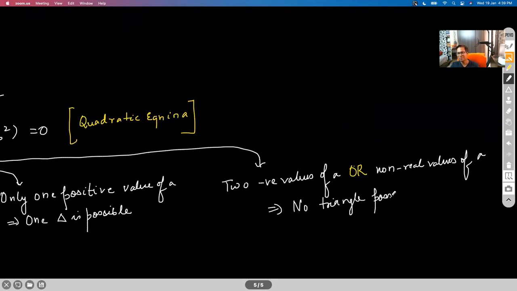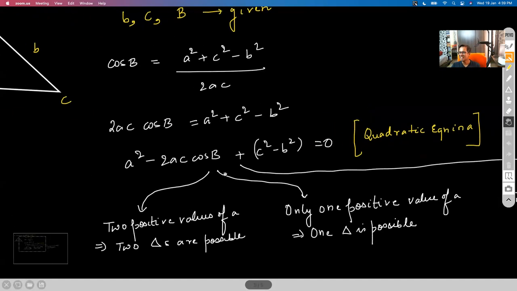So all depends upon what roots come out from this equation. If two positive roots come out, well and good. Two triangles would be there, which will satisfy the same condition. If one positive, one negative is there, that means only one triangle is there with that given b, c and capital B. And if both the roots are negative or both the roots are non-real, it means no such triangle is possible with that given b and c. So everything depends upon the nature of the roots that you get from this quadratic equation.